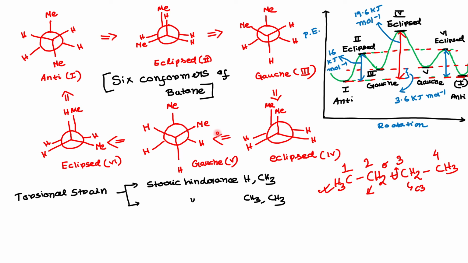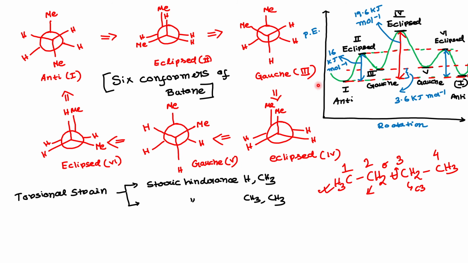Again, if you give a 60-degree rotation, you can see that this methyl group comes to this position. So you will get this gauche conformer, because these two methyl groups are close to each other, with a dihedral angle of 60 degrees. This gauche conformer, conformer number 5, and conformer number 3 will have the same energy. There is no difference between these two conformers energetically. Again, if you rotate 60 degrees, we will reach this eclipsed conformer, conformer number 6. This is an eclipsed one, and it will have similar energy to the second eclipsed conformer.